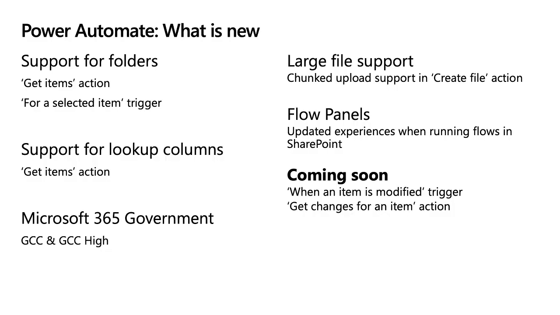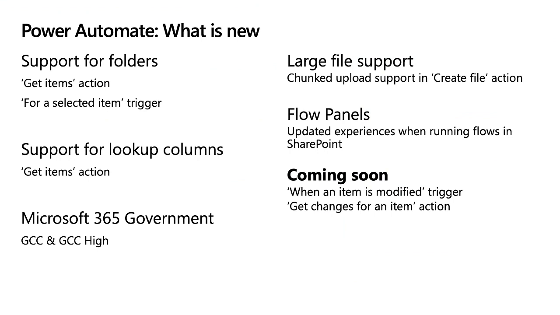so we can make this platform very powerful for users to build business processes. So in that regard, we have support for folders. This was one of the top asks in the user voice as well, to provide good folder support. So in the get items action, we have the ability to now filter items based on a folder, as well as the for a selected item trigger that supports triggering the flow on a folder. And the same for a selected item will work for a selected file as well.